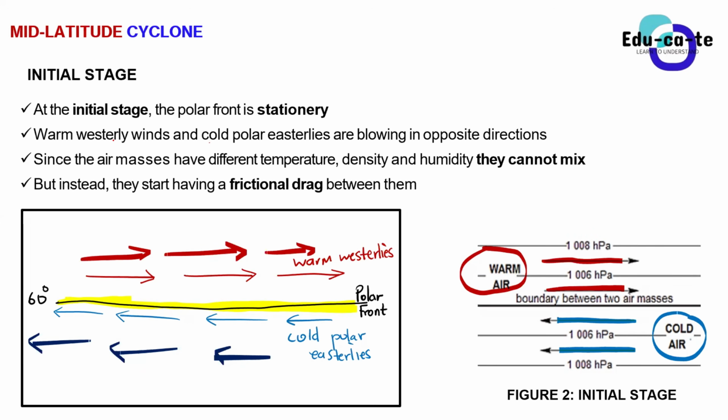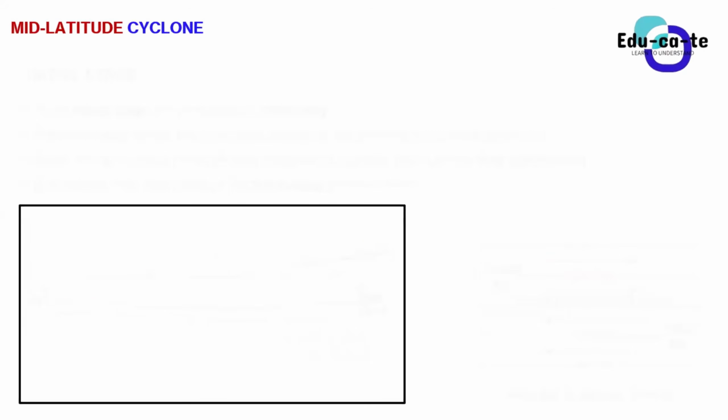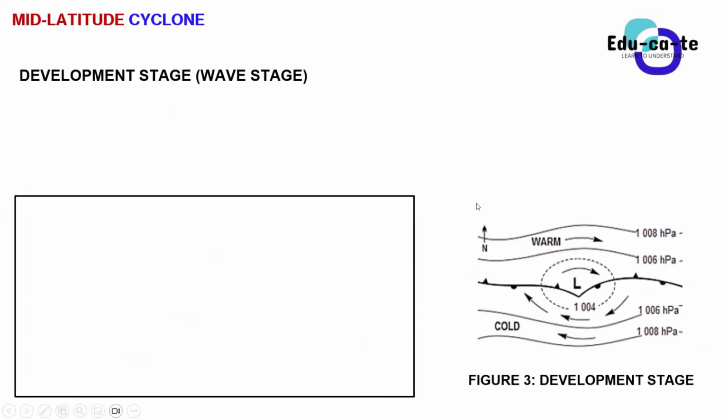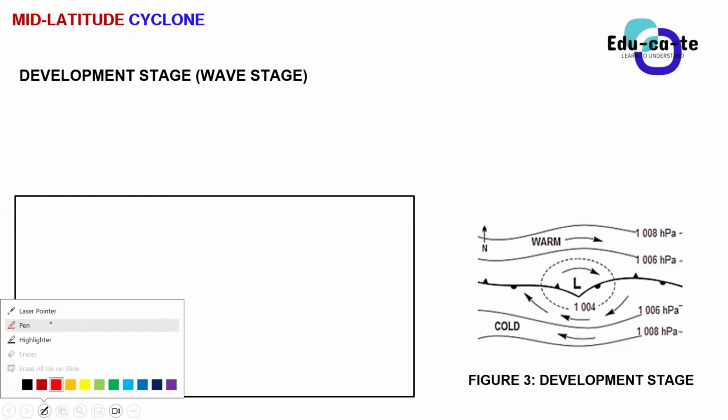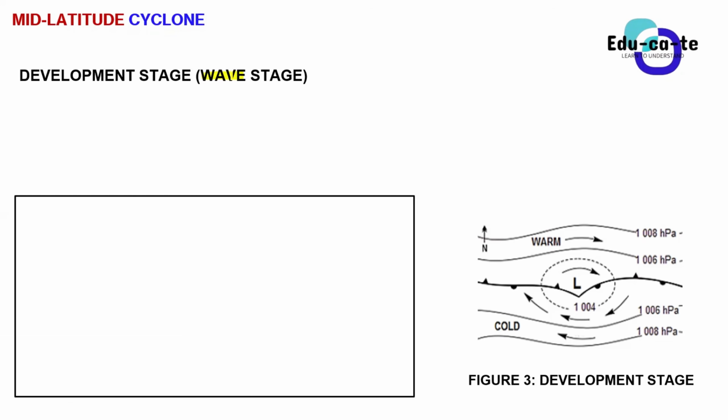All right. Let's now go to the second stage of development of a mid-latitude cyclone. Once you understand this development stage, I think it will be easier to understand the other stages because it is the trickier one. So the development stage of a mid-latitude cyclone is otherwise known as the wave stage of a mid-latitude cyclone. So whenever you hear me saying wave stage, it is absolutely the same thing as saying development stage. It's one and the same thing.